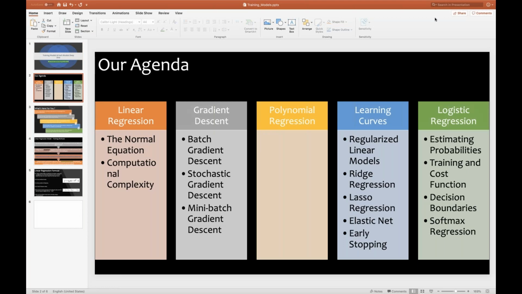What is our agenda in this module? Okay, we are going to talk clearly about linear regression. What is the normal equation in linear regression? And what is the computational complexity you have?